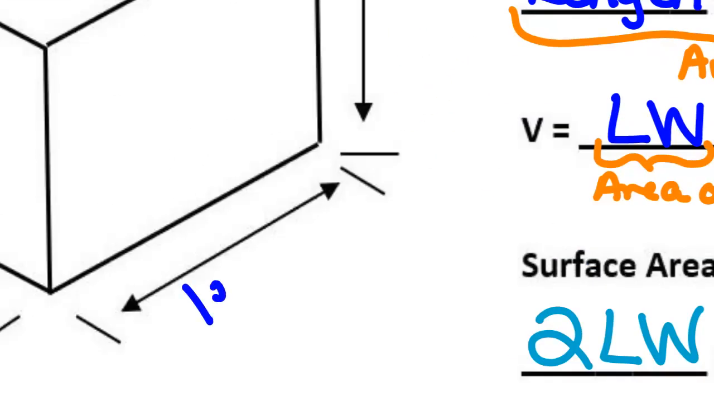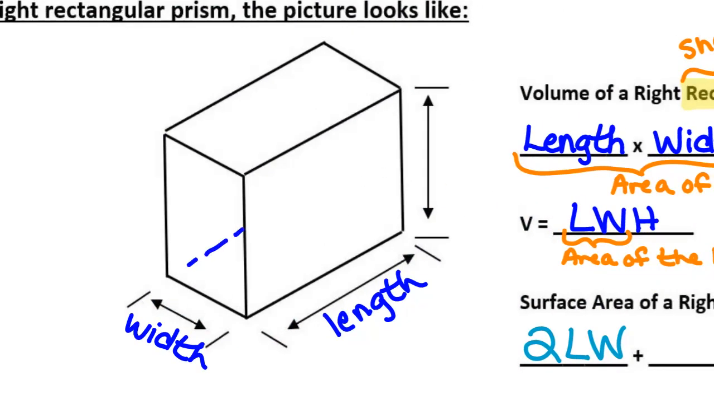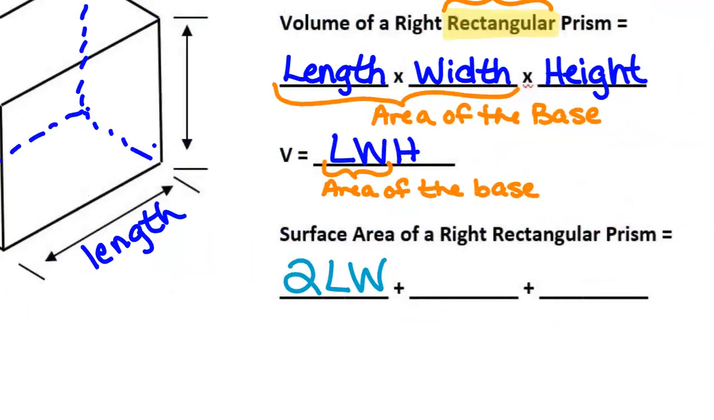If this is my length and this is my width, 2 times length times width would find the area of the bottom and the top. That's the 2 because it's 2 faces, and then length times width. So that's the 2LW.